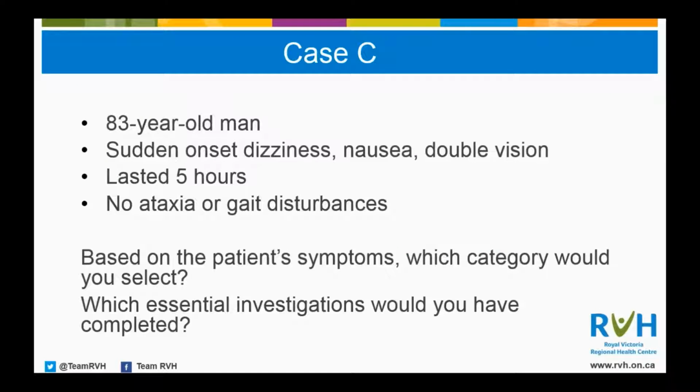For our final case, we have an 83-year-old gentleman who presented to the emergency department with a sudden onset of dizziness. On further questioning, he explained that the room felt like it was spinning. He also had nausea and double vision that also lasted for 5 hours. There was no ataxia or gait disturbances noted in the emergency department. He denied any previous history of vertigo and stated that positional changes did not seem to affect the dizziness. Based on this patient's symptoms, which category would you select? Which essential investigations would you complete?